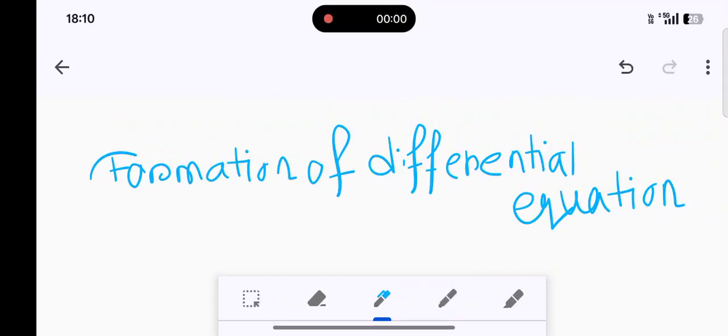Guys, this is a new video for differential equations. In this video I will talk about the formation of differential equations. It is all about arbitrary constants. If you can replace the arbitrary constants, then you can form a differential equation.